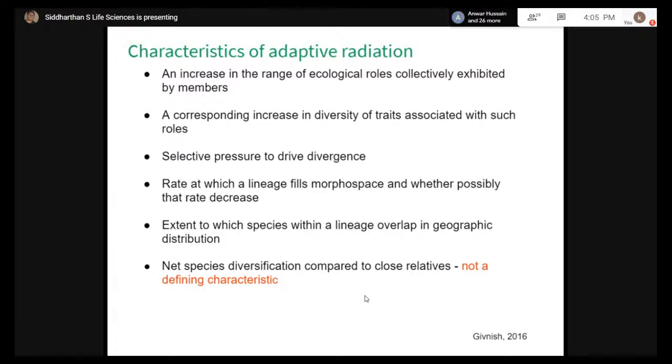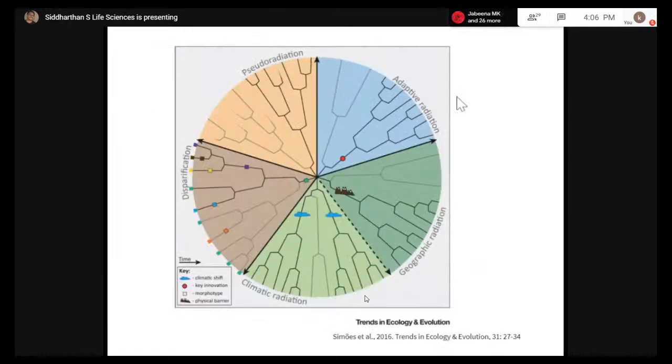And another feature is that there's a net species diversification rate. That means there should be an increase in the number of species within a short period of time. Say, for example, in 5 or 10 million years, many species should be produced. And Givnish mentions that this is not a defining character. That means there are many cases where there is speciation and there is no adaptation of any sort. So what is the modern idea of radiation, or increase in the species numbers? Well known is adaptive radiation, where there is a key innovation to go and adapt to that particular environment.